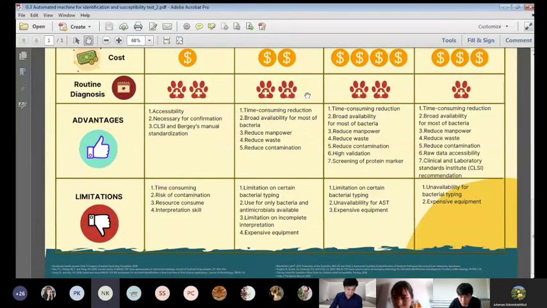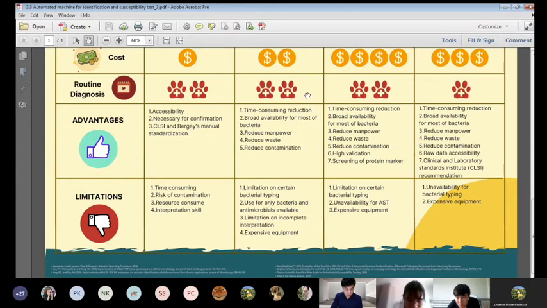The advantages of biochemical and culture-based approaches are accessibility, necessary for confirmation, and Clinical and Laboratory Standards Institute and Bergey's manual standardization. The limitations are the risks of contact, result consumed, and it needs the PTA skill.